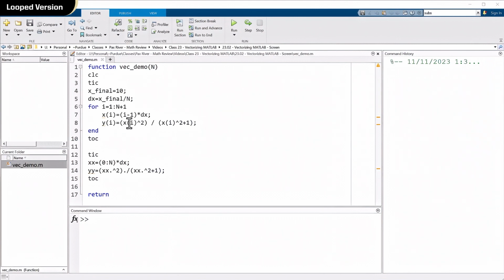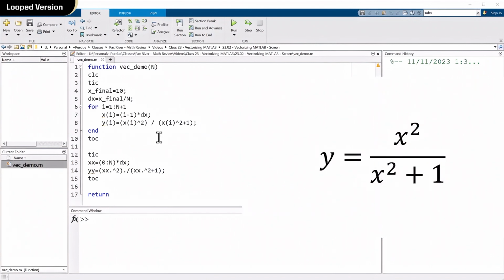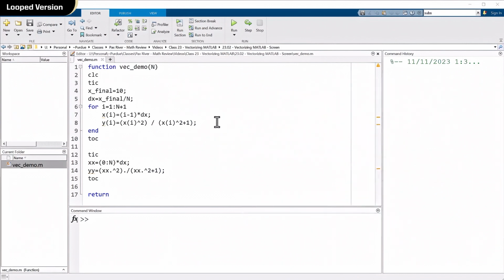And right there, you can see that I'm starting at 0 times dx and then 1 times dx. That's working because I've subtracted 1 from the index there. Now for every value of x, I calculate a value of y, and it's just what it was on the board. It's x squared over the quantity x squared plus 1. And I just run through it n plus 1 times.